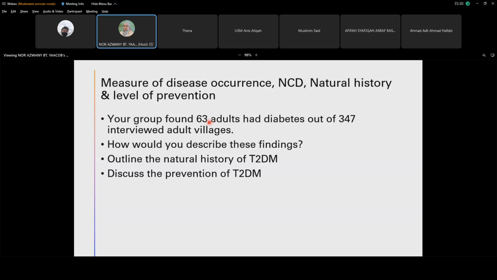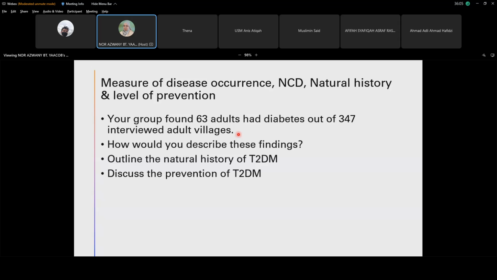That means you have 63 adults with diabetes out of 347. So I'm going to describe it. You describe 63, how many percent are diabetic, which you can describe as prevalence. Because this is diabetes, a non-communicable disease, and you don't know whether this is a new case or old case, so it's more of prevalence. But in the real question, it will be more guided to you. I just give you an example, roughly only.